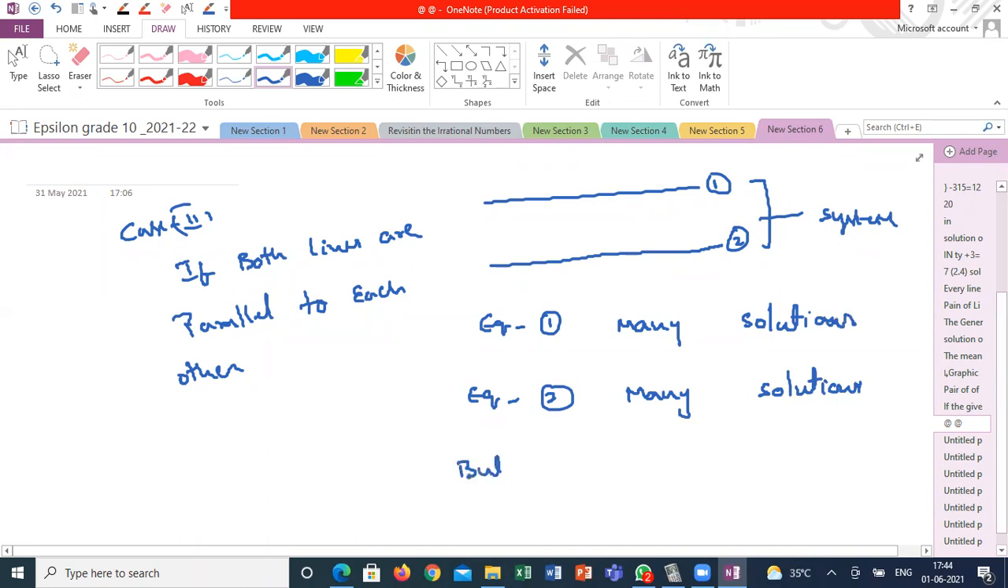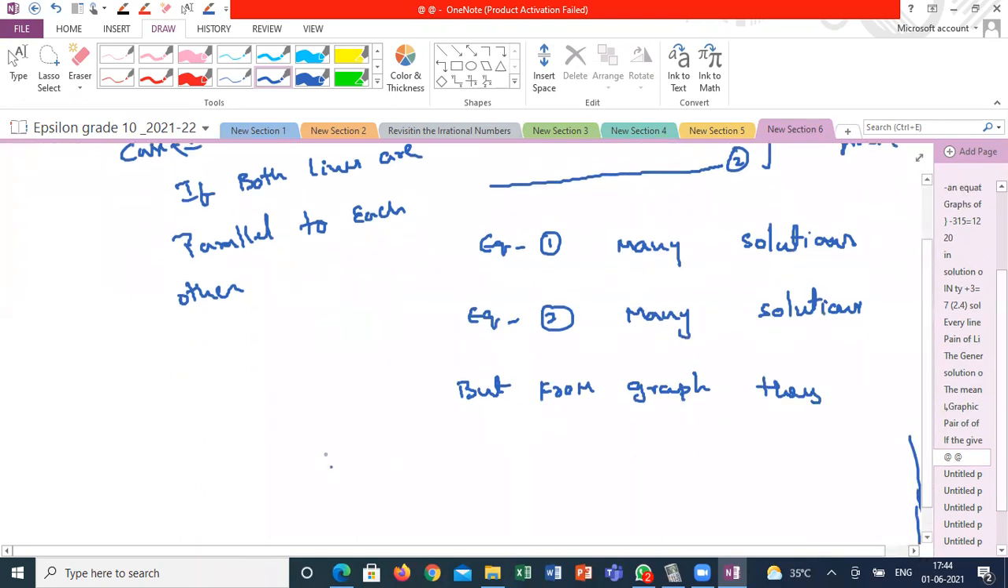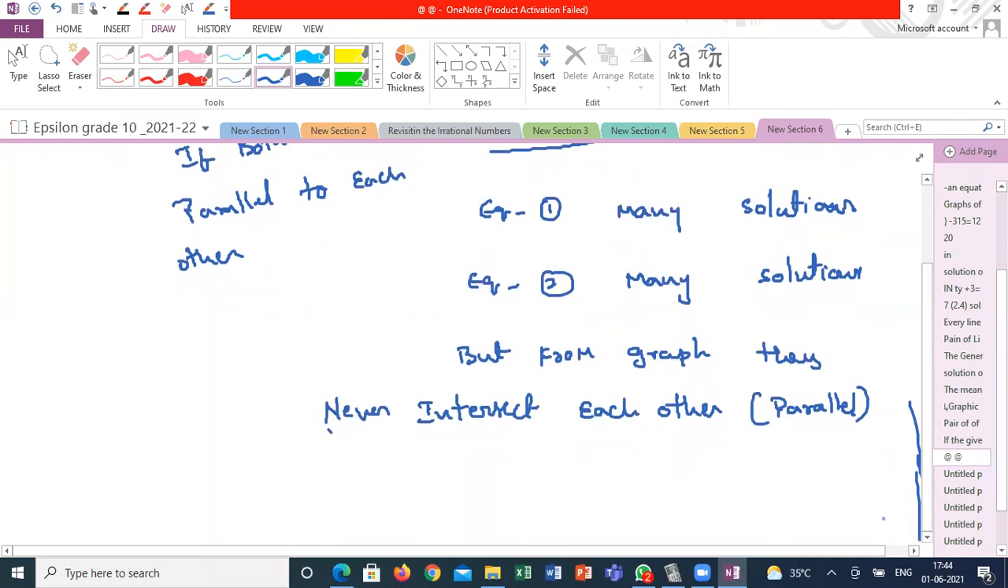But from the graph, they never intersect each other. The parallel line means they never intersect each other. That is the meaning of parallel, we can say. Parallel lines will never intersect each other. The meaning of never intersecting is what we are explaining graphically, diagrammatically.